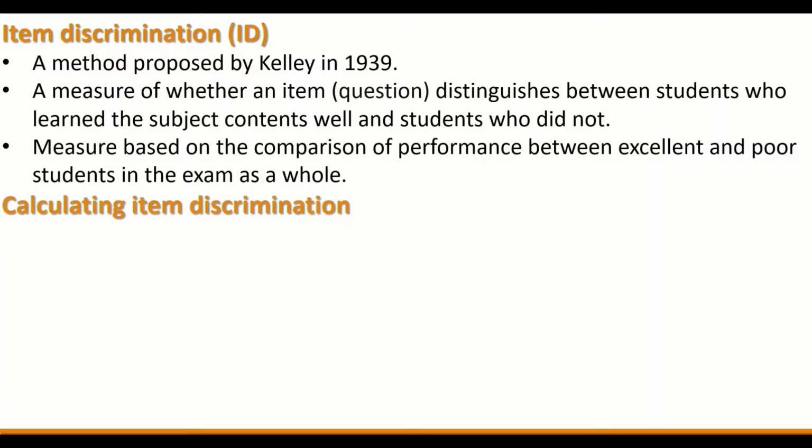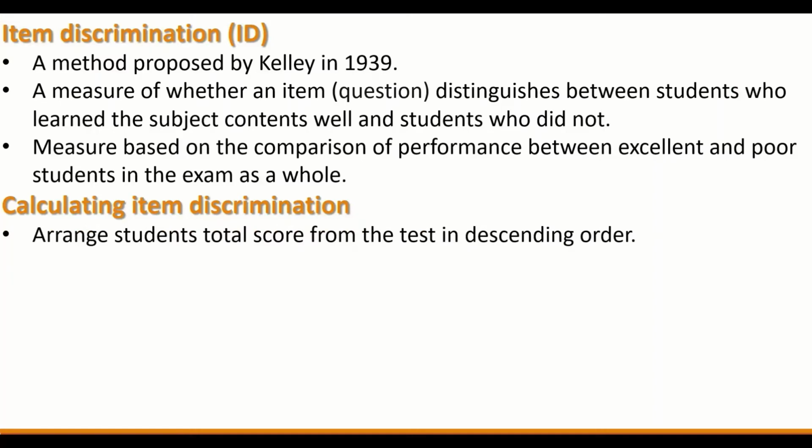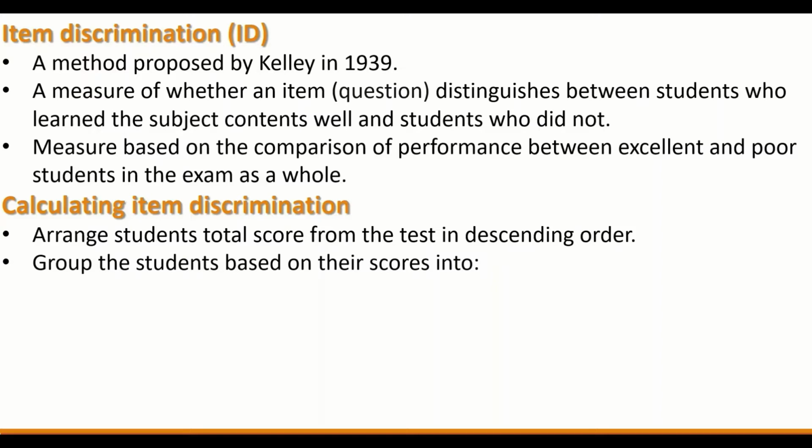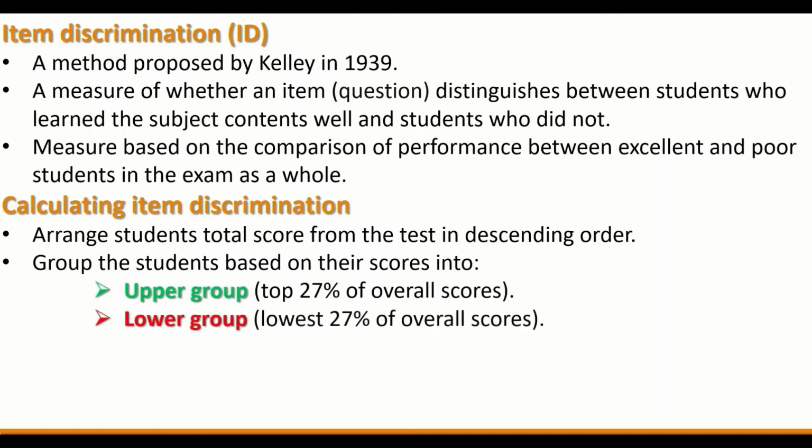The item discrimination is calculated by arranging the student total score from the test in a descending order. Group the students based on their scores into upper group and lower group. The upper group contains the top 27% of overall scores, and the lower group includes the lowest 27% of overall scores.